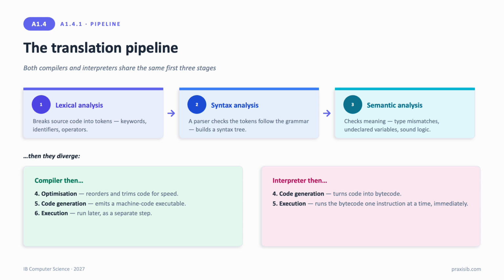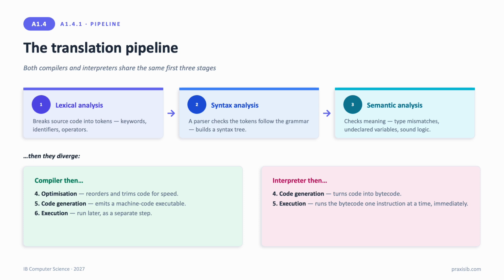Stage 2 is syntax analysis. A component called a parser does this. A parser checks that the tokens follow the grammar rules of the language. It then builds a structure called a syntax tree. Think of it like checking that the words form a correct sentence.